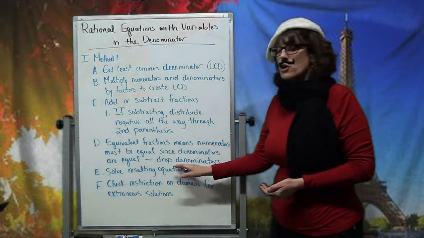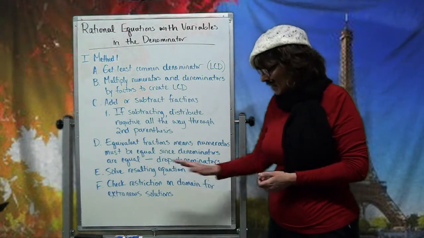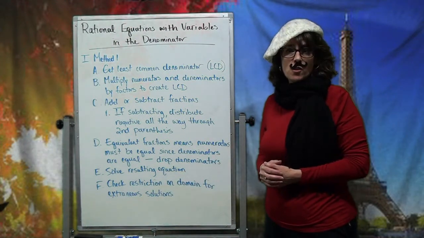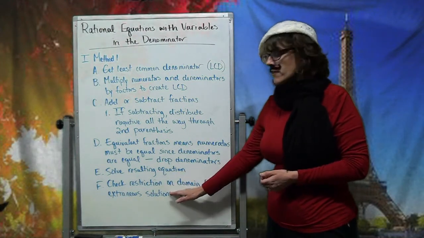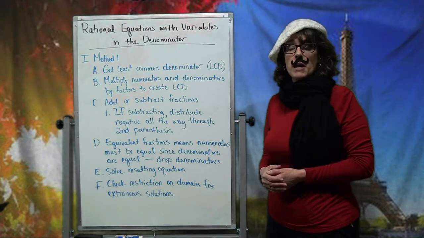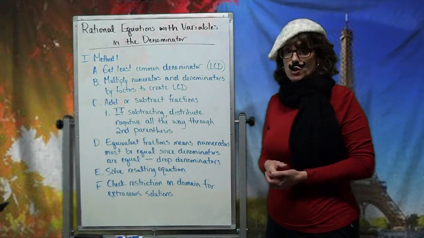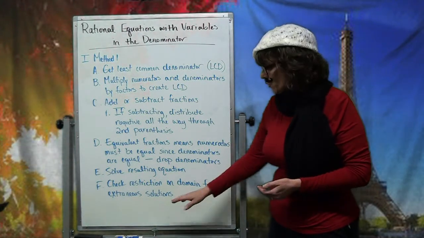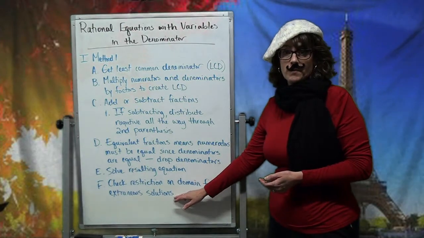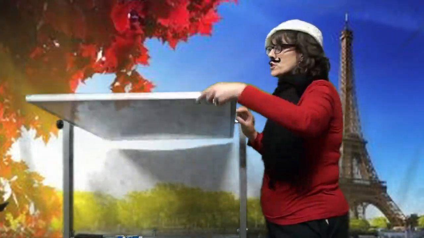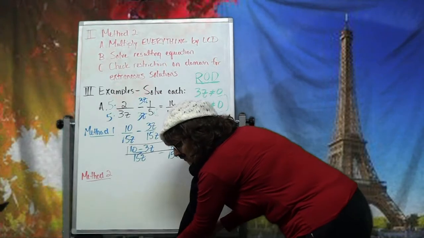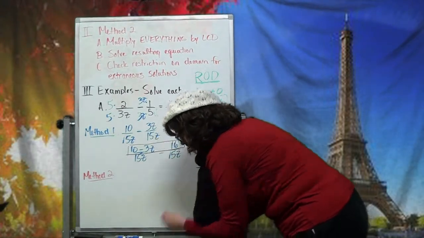So because of that, we can drop that denominator. Gives us an equation that's pretty easy to solve. We can solve it, but we better check that solution with the restriction on the domain, because if it is the restriction on the domain, then that solution is what we call an extraneous solution. Now, that's the first method. There is a second method for solving these rational equations.